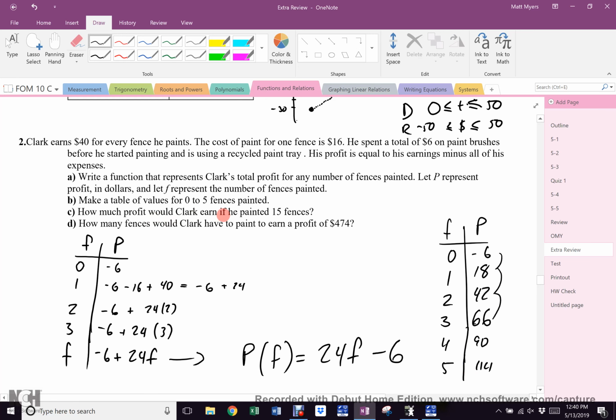How much profit would he earn if he painted 15 fences? Where does the 15 go? For F or for P of F? F. So it's 24 times 15 minus 6. 24 times 15 is 240 and 340, 360? Yeah. $354, I think. I just did that in my head very quickly. I would trust somebody. I would check my calculator if I were you.